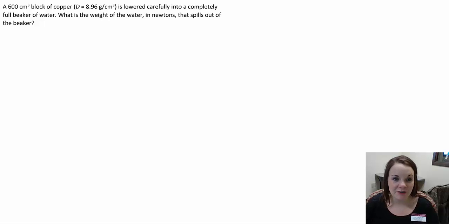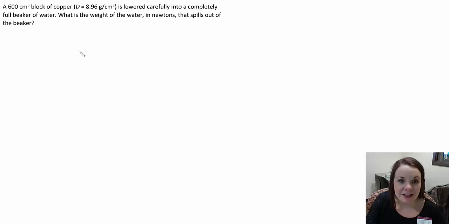So first of all, we need to identify what they're asking us. And it tells us here they want the weight of water. Well, we remember that weight is mass times gravity. Then we need to figure out how to get these variables. So the mass here and then the gravity here, we know that gravity is 9.8 meters per second squared. But we need to figure out the mass.